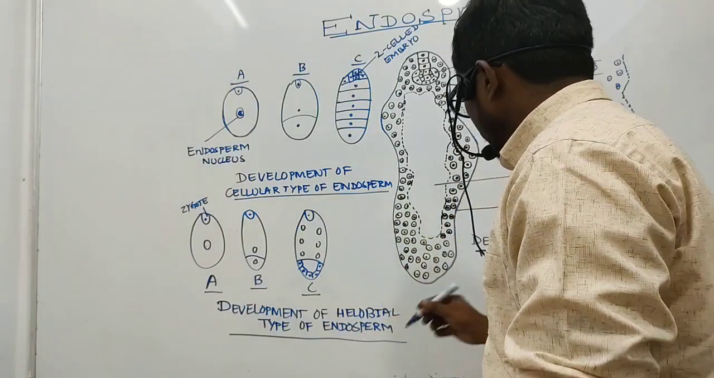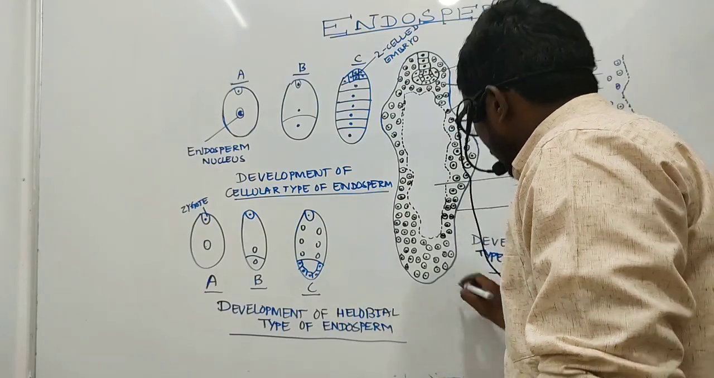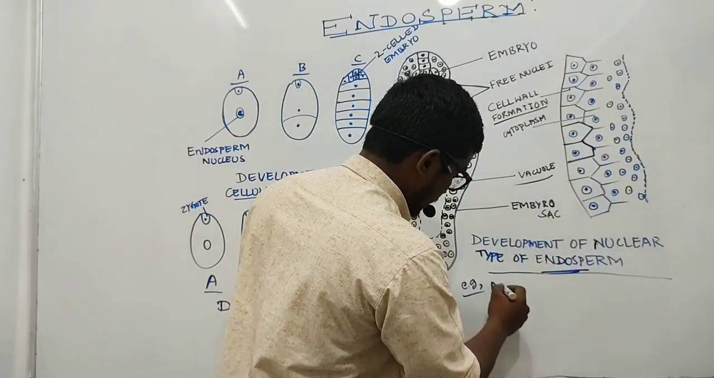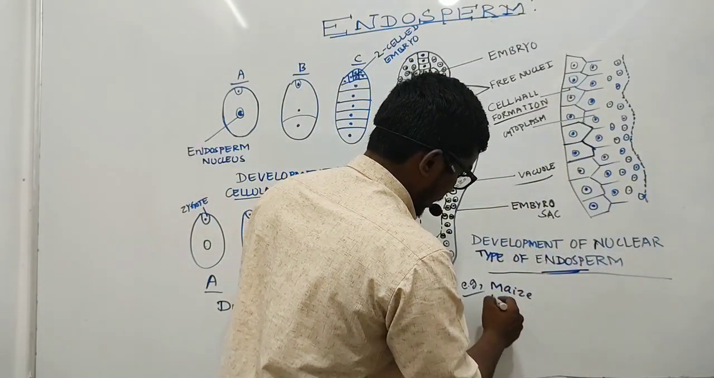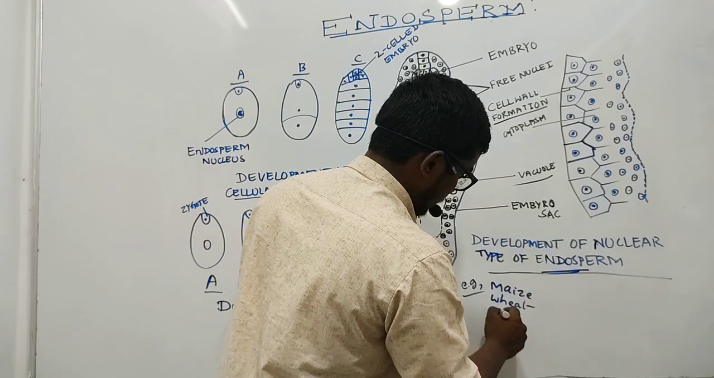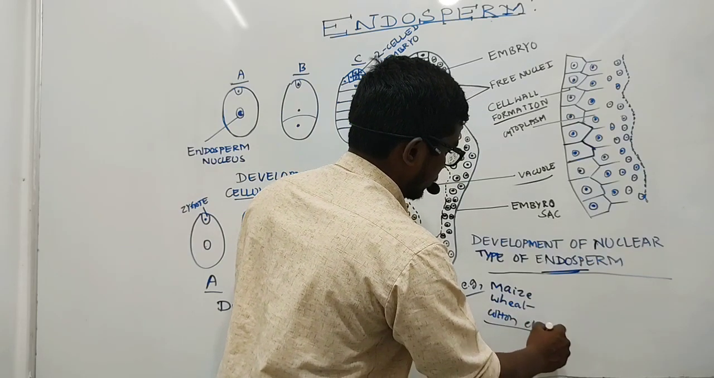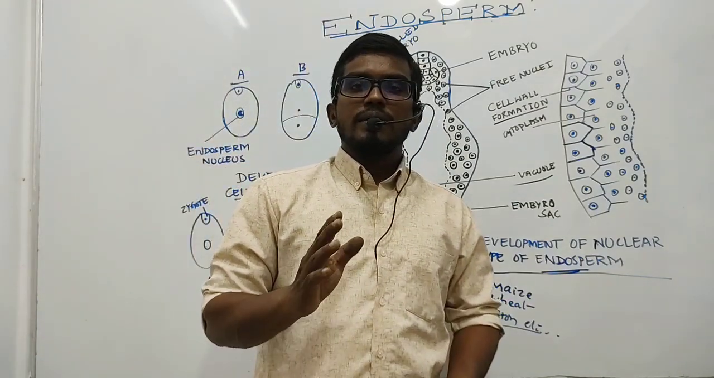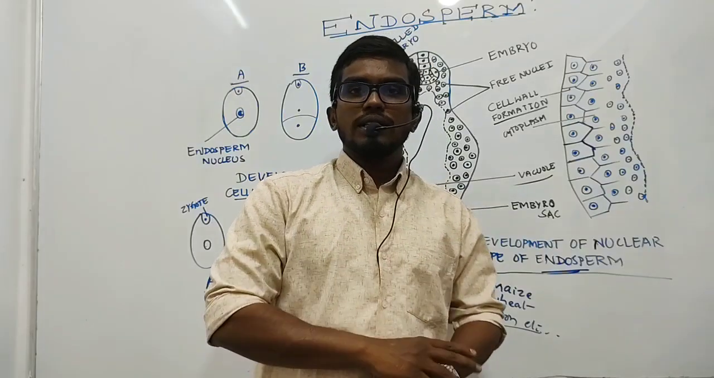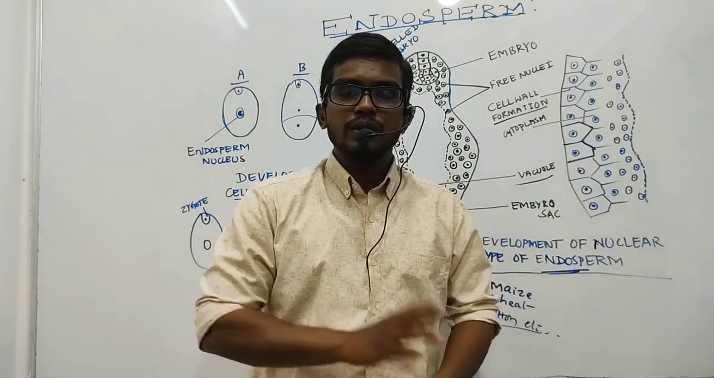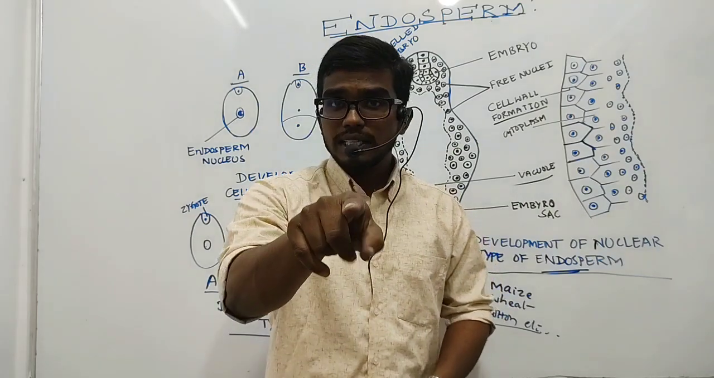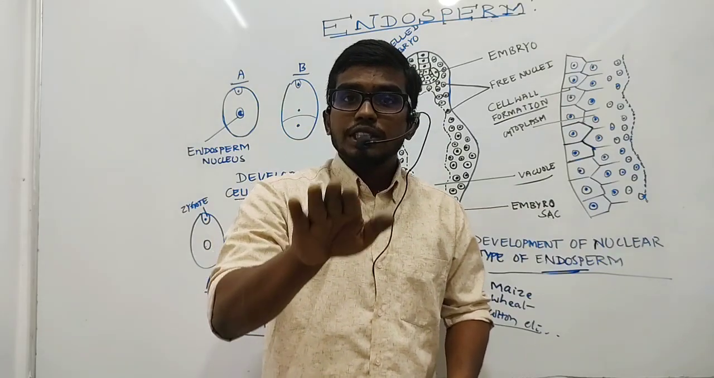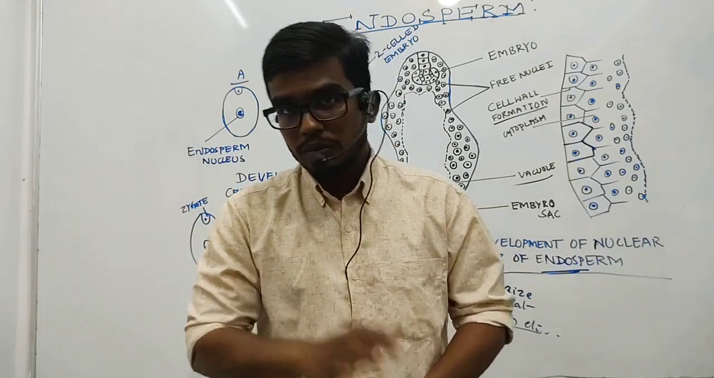Not only with respect to coconut, my dear friends, the nuclear endosperm can also be seen in maize, wheat, and cotton. Remember that endosperm is an important nutritive tissue with respect to monocotyledonous plants, but not generally with respect to dicotyledons. In case of dicotyledons, an important point, remember, the fleshy cotyledon generally replaces the endosperm.